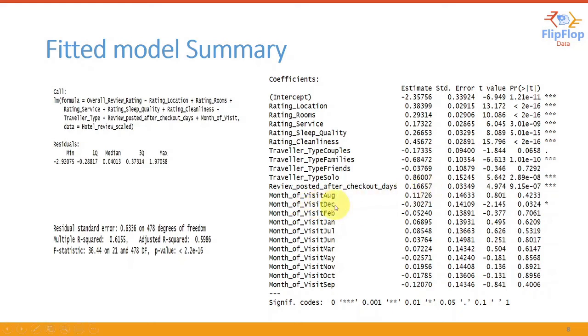So now coming to month of visit. It appears that month of visit December is the only significant month and is negatively associated with the overall review rating. So this again means that if the traveler is visiting the hotel in the month of December compared to April, they tend to rate 0.30271 proportional unit lesser than April. Why April? Because April is our reference variable.